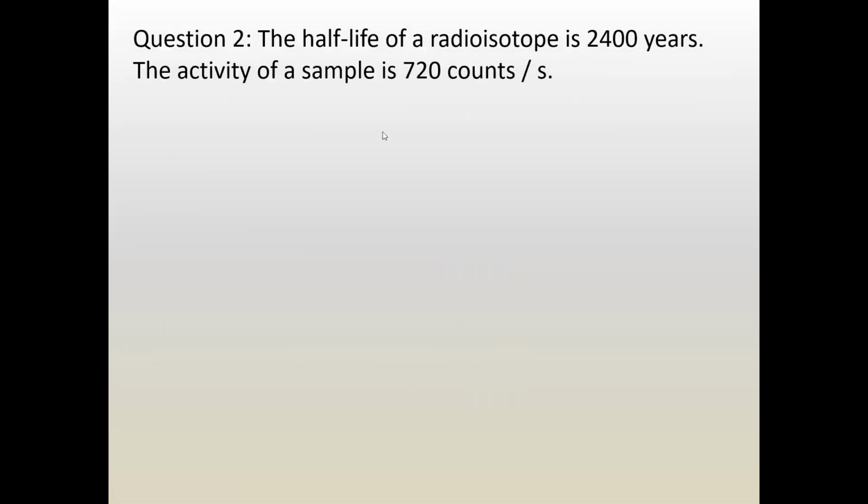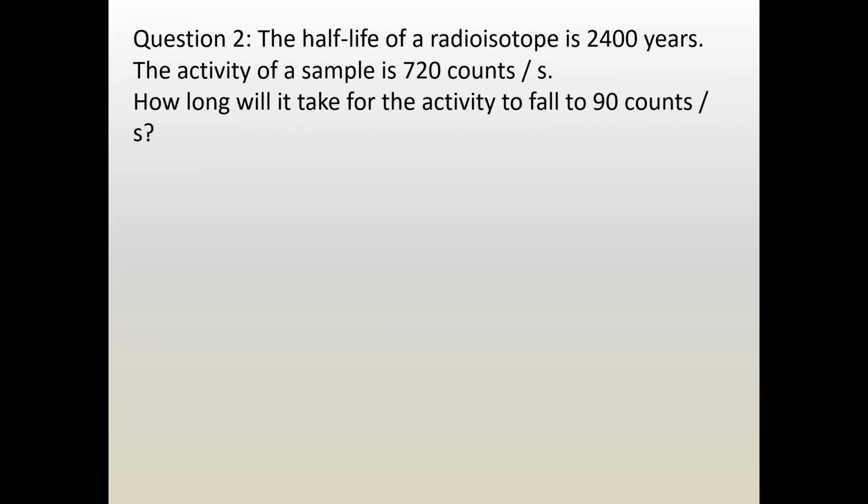Another question: the half-life of the radioactive sample is 2,400 years. So it means after every 2,400 years, it will become half of its original value. The activity of the sample, the amount of radiation coming out every second, is 720. How long will it take for the activity to fall to 90? So what we have to do, first 720.